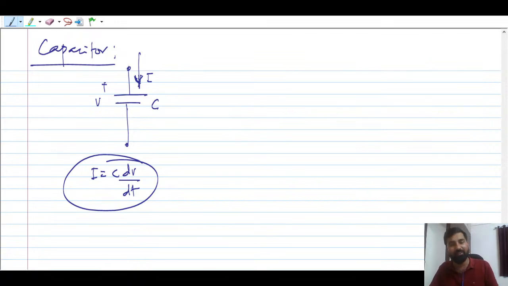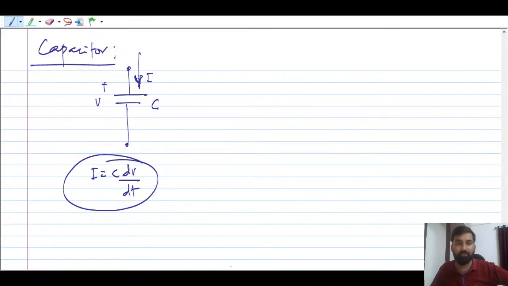You can also derive it, but right now derivation isn't needed. Remember I equal to C dVc by dt. What is this dV by dt? This is the rate, you can say the initial rate. So dV by dt is equal to I by C.